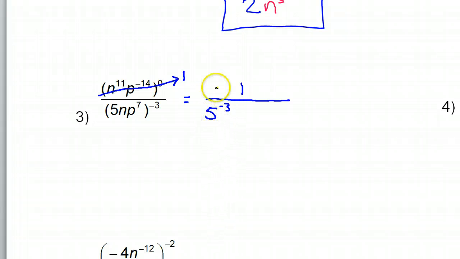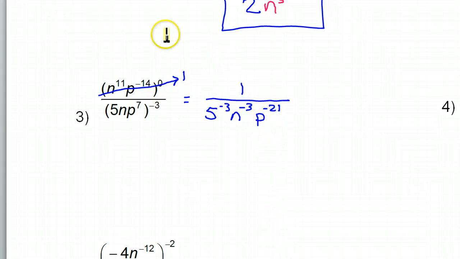This negative means it's on the wrong side of the line. That's all. It's not a negative number. We're just going to have to move it later. Anyway, so then we'll have n to the negative 3 power, which we'll just write down. And we have p. When you have a power raised to another power, that's when you multiply. So this will be p to the negative 21 power.